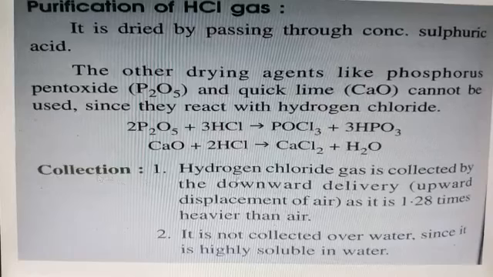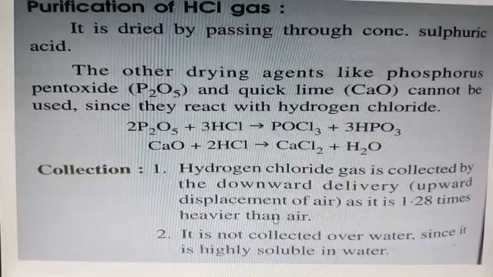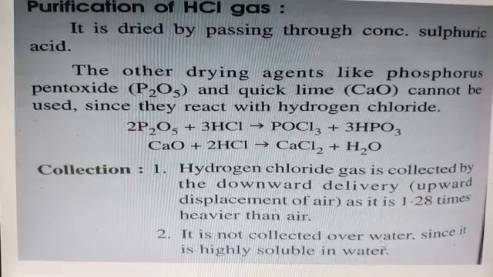So collection. Number 1, hydrogen chloride gas is collected by upward displacement of air, as it is 1.28 times heavier than air. So which is heavier, hydrogen chloride gas or air? Hydrogen chloride gas is heavier than air. That's why it is collected by the upward displacement of air. It is already discussed. It is not collected over water.